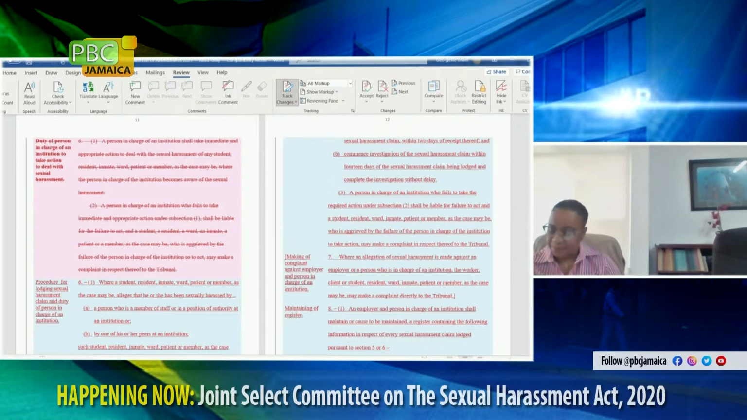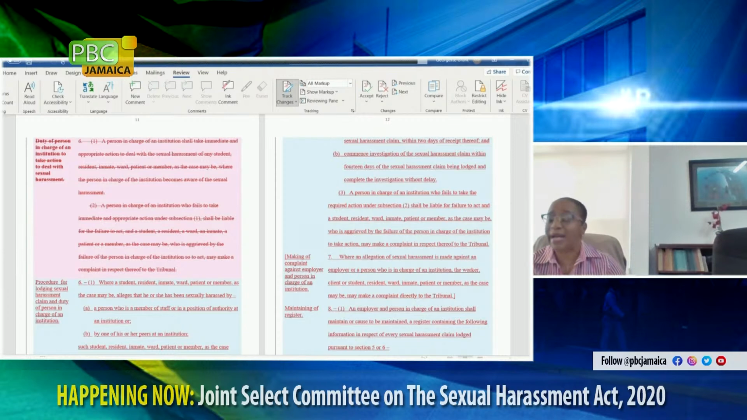Subclause 3, a person in charge of an institution who fails to take the required action under subsection 2 shall be liable for failure to act, and a student, resident, ward, inmate, patient, or member, as the case may be, who is aggrieved by the failure of the person in charge of the institution to take action, may make a complaint in respect thereof to the tribunal.